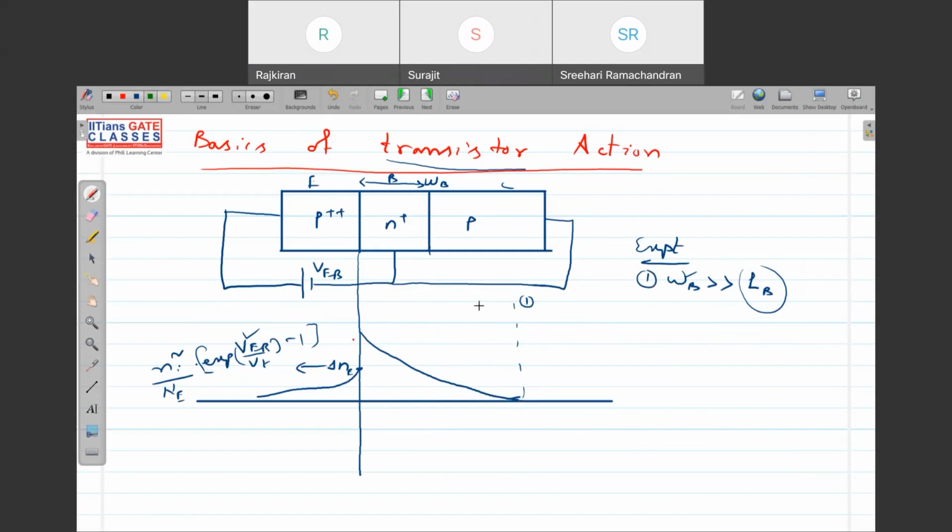Here, are you there? We moved the junction a little bit closer, right? What will happen? Tell me.